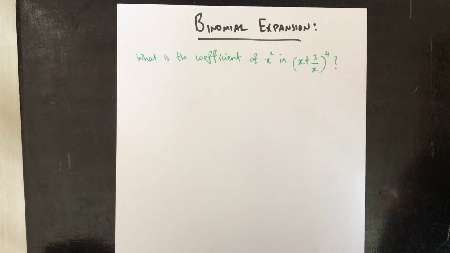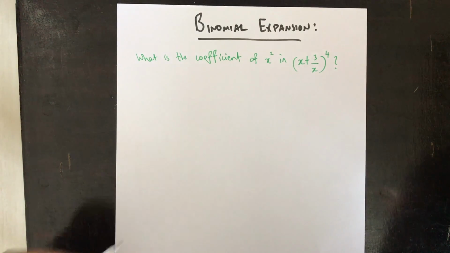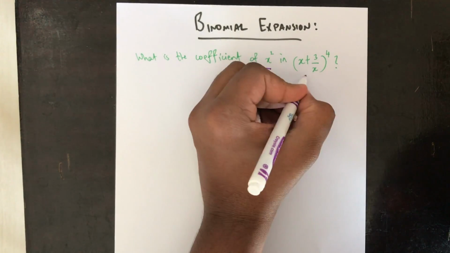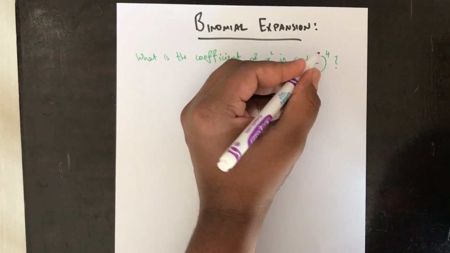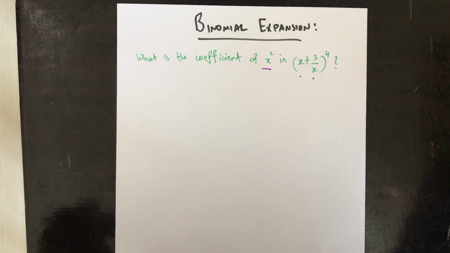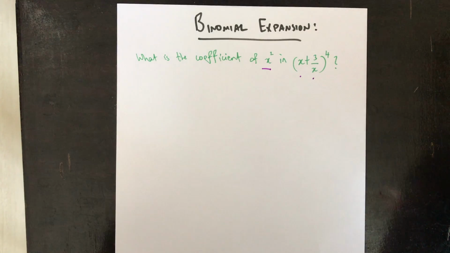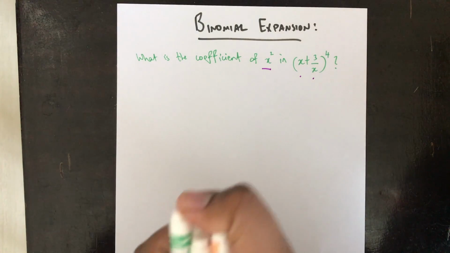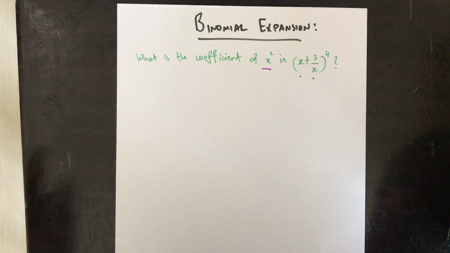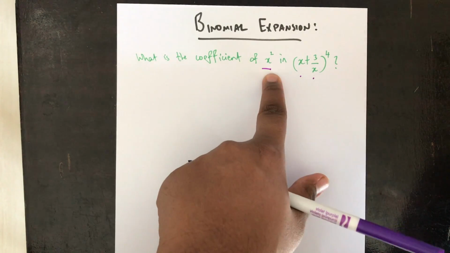This question is very similar to the question in the previous video. We are asked to find the coefficient of x squared in the expansion of (x plus 3 over x) to the power 4. In the previous video we learned that the term independent of x is the term without x. So basically we were finding the term which doesn't have x. That was the previous video. Here we are finding the term that has x squared.